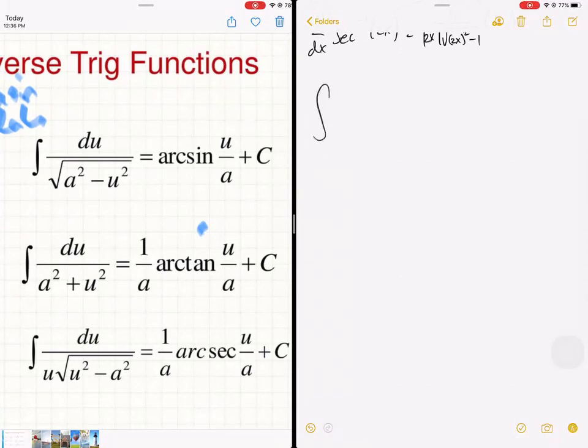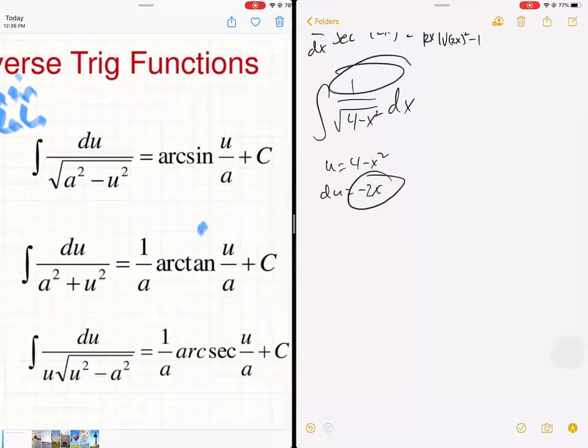The integral of 1 over square root of 4 minus x squared dx. First thing, when I see this problem, I see a square on the bottom. What am I supposed to do? I would try u substitution. If I said u was equal to 4 minus x squared, du would be negative 2x, and I don't have a negative 2x here to get rid of. So we can't use u sub.